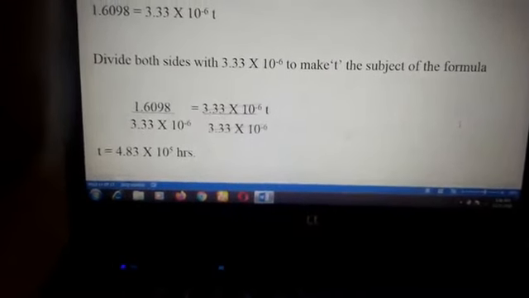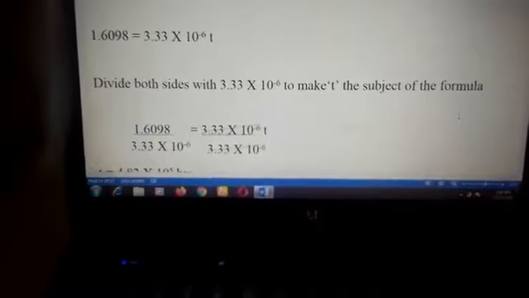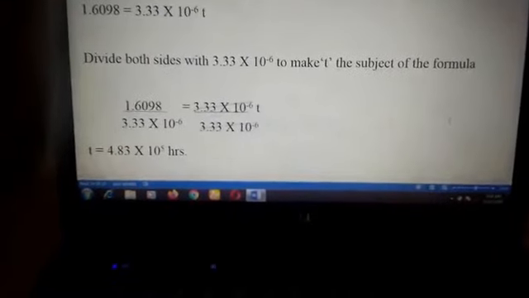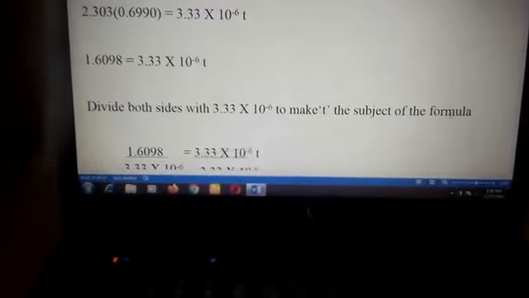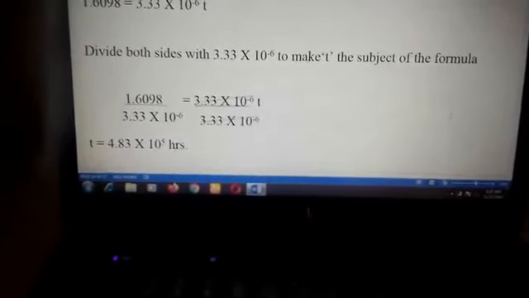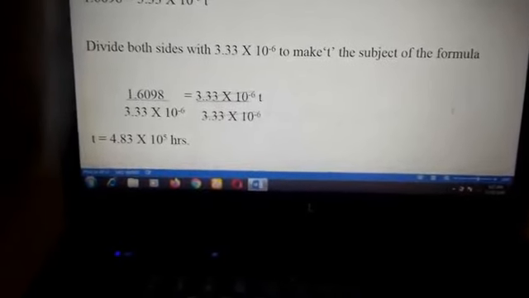We now have on the left hand side 1.6098 divided by 3.33 times 10 power minus 6. The right hand side is 3.33 times 10 power minus 6 divided by the same value. So you look at the right hand side, 3.33 times 10 power minus 6 cancels out. So we now have t. We divide the left hand side, 1.6098, by 3.33 times 10 power minus 6. It gives you 4.83 times 10 power 5 hours. So that's the time we're looking for.